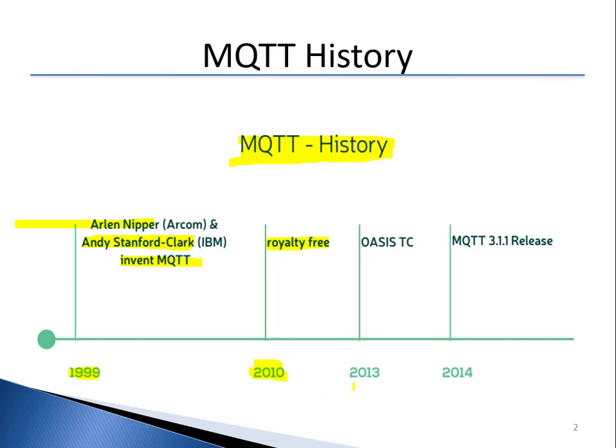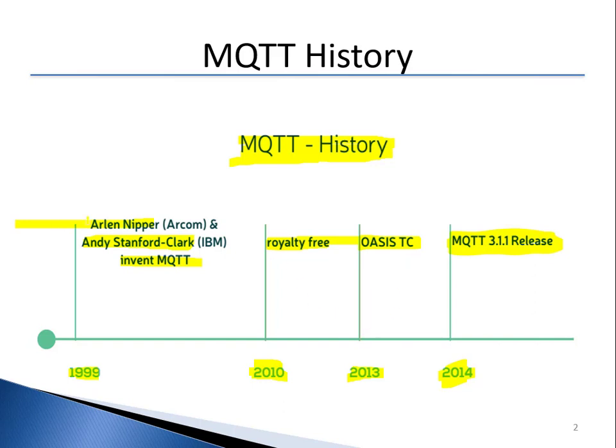From 2013 onwards, Oasis took over this particular technology. So this technology is taken care of by Oasis. Oasis is again a company, and they just took over this technology. From 2014 onwards, there is a website named mqtt.org, and the release of MQTT was MQTT 3.1.1. Currently the latest release is different, but from 2014 onwards the release was MQTT 3.1.1.